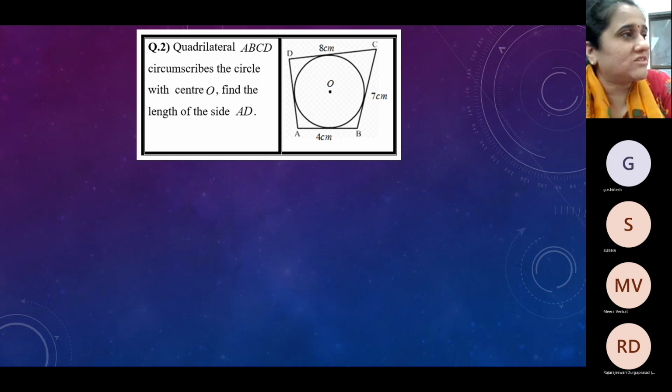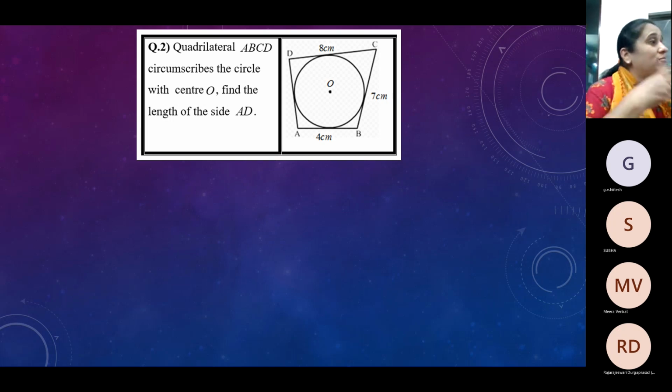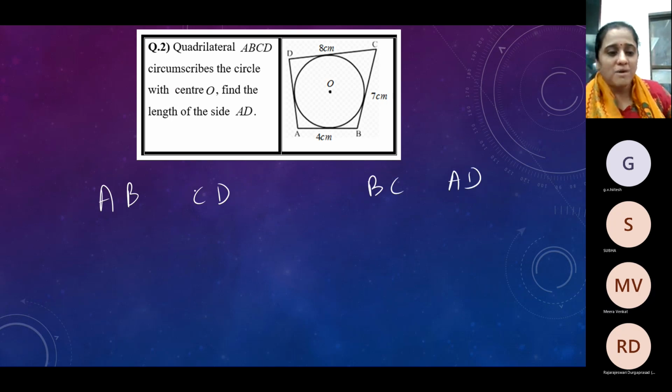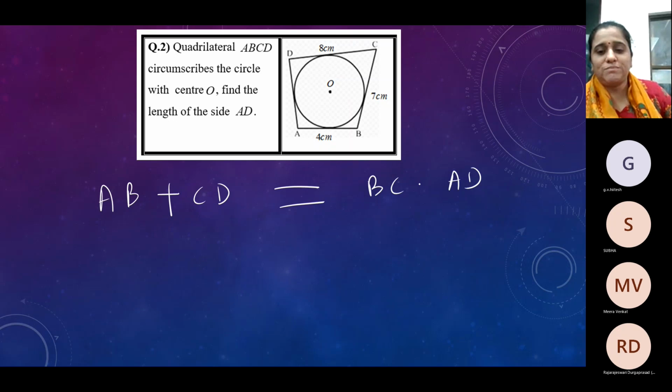If a quadrilateral circumscribes a circle, the sum of the opposite sides are equal. Children, in NCERT, you've proved this result. Now name the opposite sides of this quadrilateral. AB and CD, then BC and AD. AB plus CD is equal to BC plus AD. This is the result.